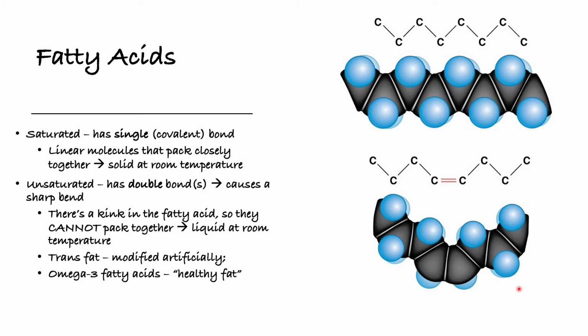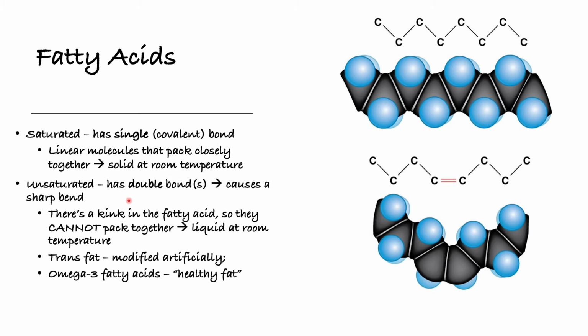On to fatty acids. We have different types. We have two main types: saturated fatty acid and unsaturated. So what's the difference between saturated and unsaturated fatty acid? The difference is that saturated has single covalent bonds. So the molecules are lined up in a linear fashion, and they're packed closely together. And so these are going to be solid at room temperature. I'm going to be giving you examples in the next slide.